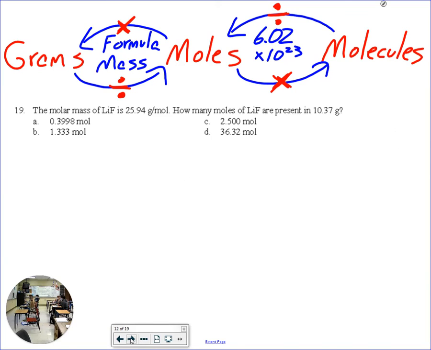And really for today, that's the main thing. You can use dimensional analysis or a roadmap like this to do all kinds of conversions between grams, moles, and number of particles. All you need to know is how to find the formula mass, and that's just some simple addition.